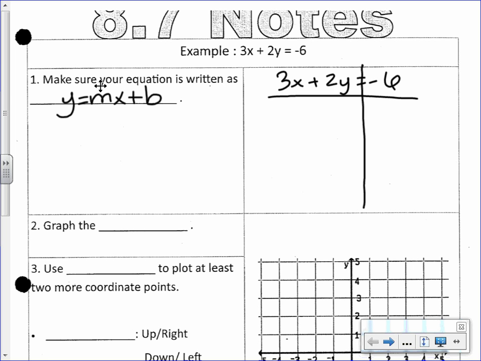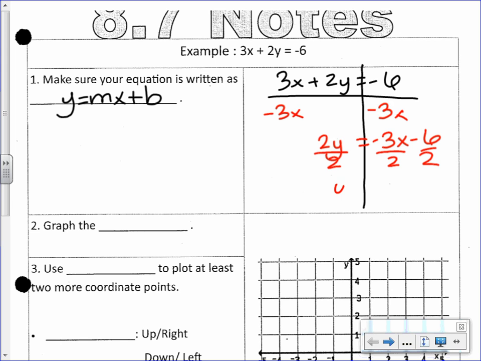Okay, so your first step is to get y alone. The first thing I would have done is subtract 3x, and you get 2y equals negative 3x minus 6. You could have written negative 6 minus 3x. It means the same thing. And then divide everything by 2.